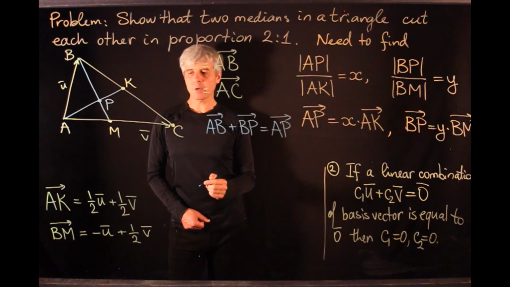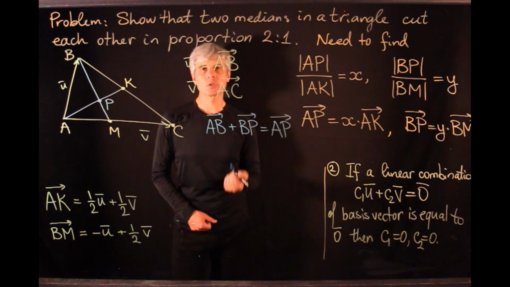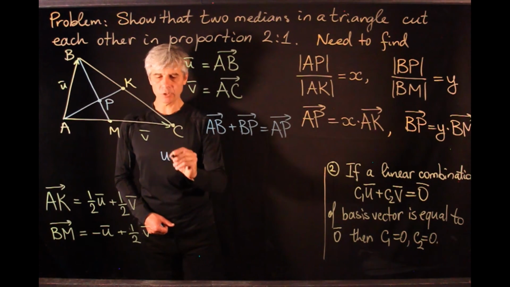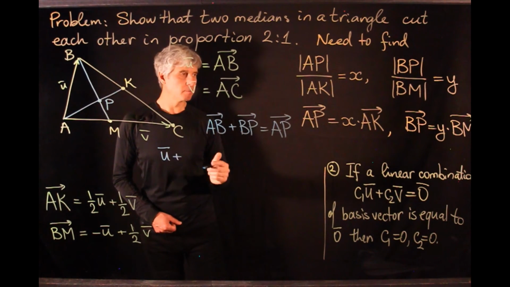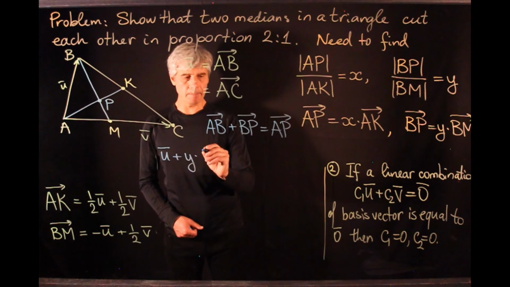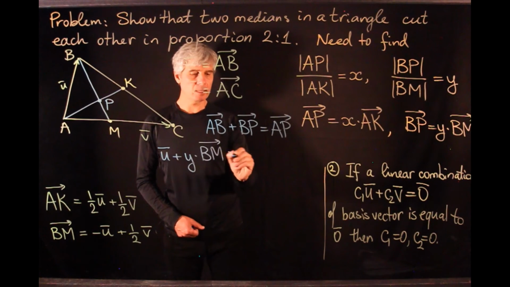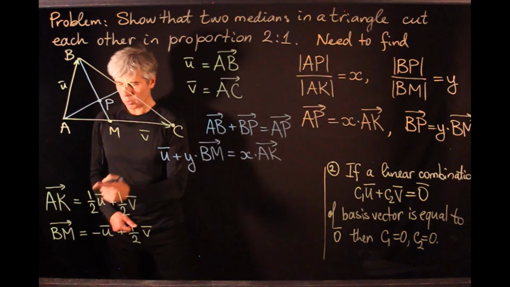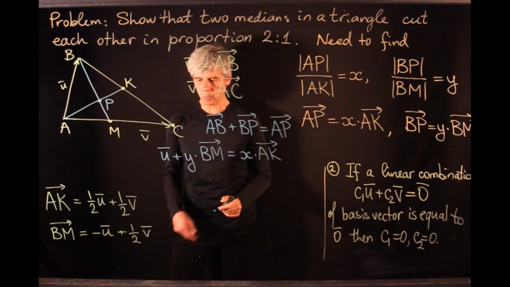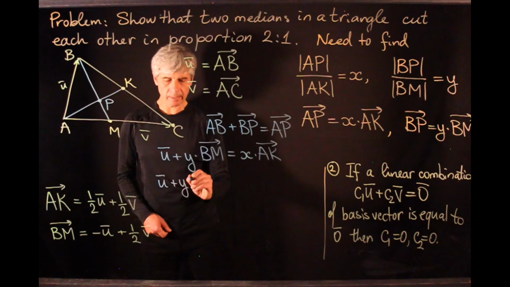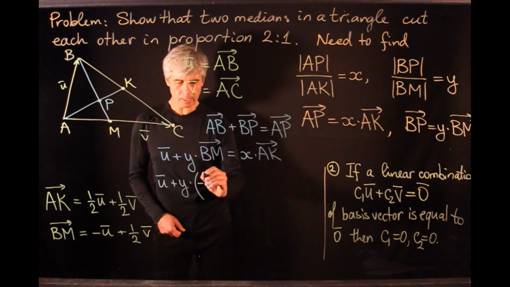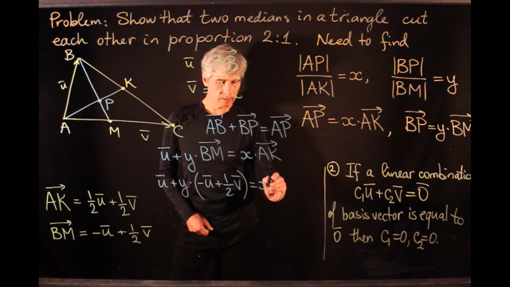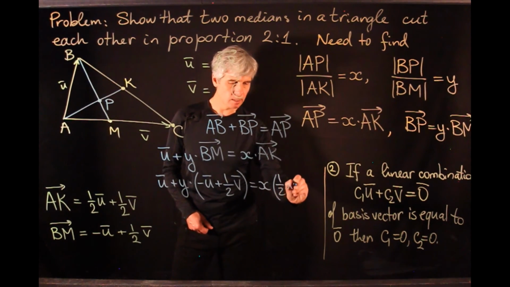And now we're going to implement our idea. We want to express everything as a linear combination of basis vectors. For AB it's easy. Here we have just U plus, what's BP? BP is Y times BM, and this is equal to AP, which is X times AK. Now we substitute our expressions for AK and BM in terms of U and V. So we get U plus Y times, what's BM? It's minus U plus 1/2 V. And this equals X times AK, which is 1/2 U plus 1/2 V.